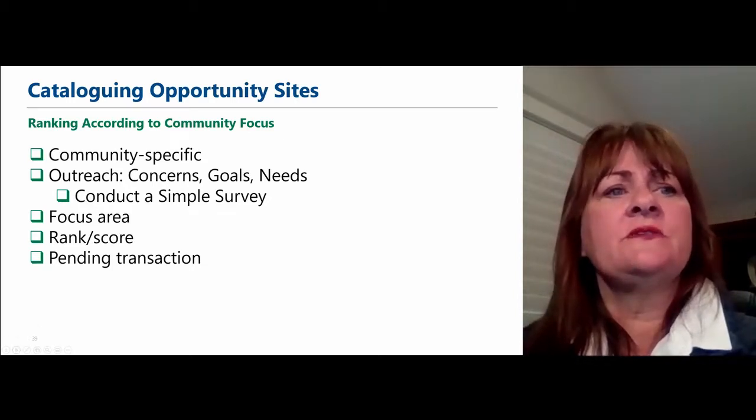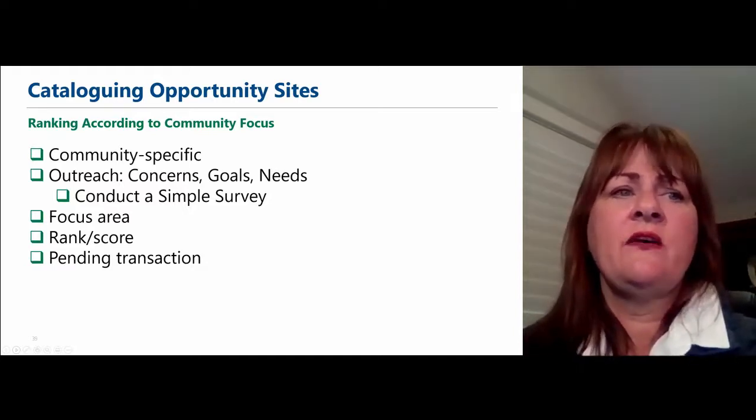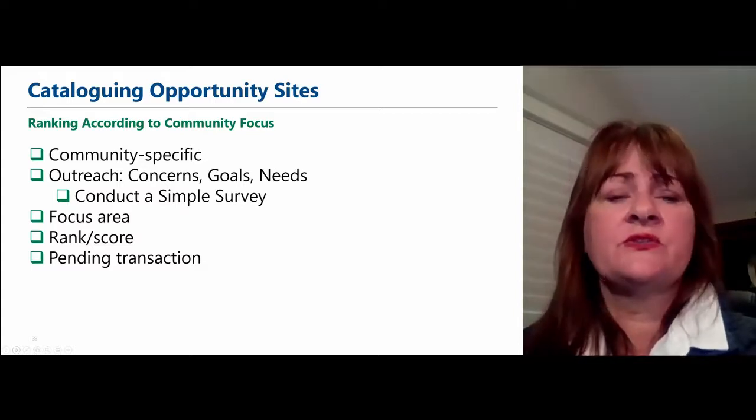And you don't have to do it as a pending transaction. You can just have this survey done and have it for future brownfields grant funding.